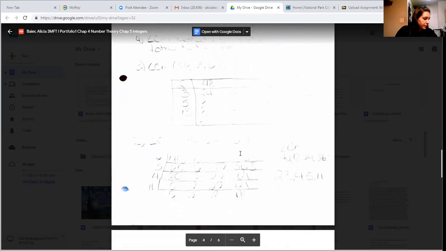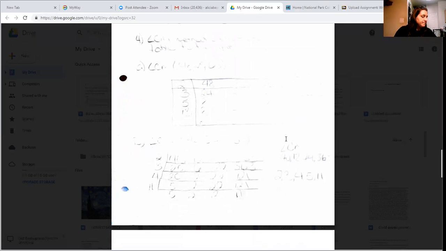It didn't show up good when I scanned it, but 2 will go into 48 24 times. 2 will not go into 25 evenly, so you bring the 25 down. 2 will not go into 65 evenly, so you bring the 65 down. 3 will go into 24 8 times. 3 will not go into 25, so you bring the 25 down. 3 will not go into 65, so you bring the 65 down. 5 will not go into 8, so I brought the 8 down. 5 will go into 25 5 times. 5 will go into 65 13 times.